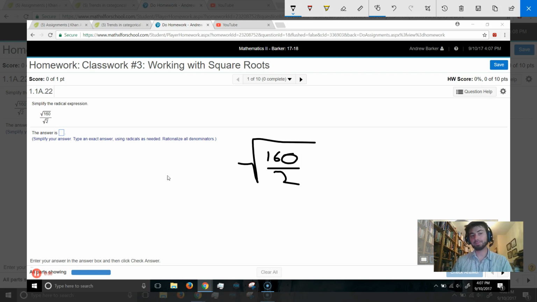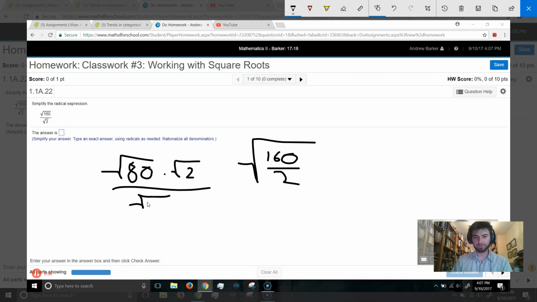And if you want, you can solve it the other way. You can pull out a square root of 2. So what is 160 divided by 2? 80. So you have the square root of, if I pull the 2 out, I'll have 80 times the square root of 2, because 2 times 80 is 160. And then divided by the square root of 2, and those 2's would cancel out. So that's the same thing as dividing first and getting the square root of 80. So either way, we have the square root of 80. That's what we have to simplify.